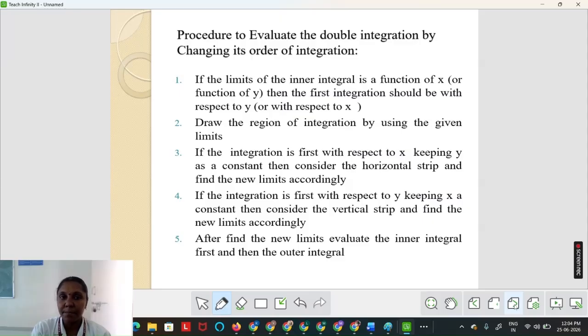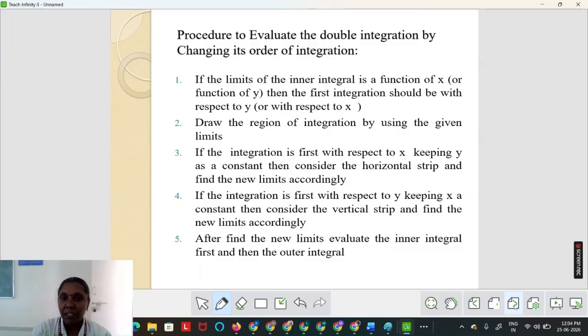There are 5 steps. Step 1. If the limits of the inner integral are a function of x or a function of y, then the first integration should be with respect to y or with respect to x. Step 2. Draw the region of integration by using the given limits.